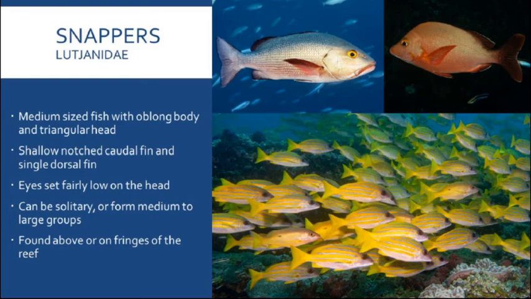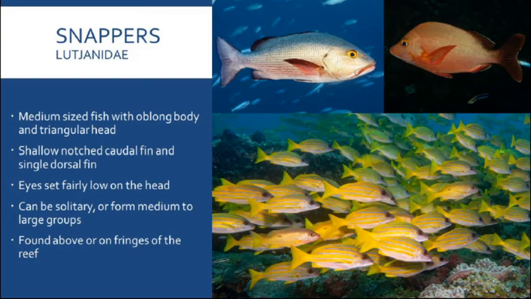Snappers, or Lutjanidae. These are medium-sized fish. They can get fairly large, but they've got oblong bodies and quite a triangular head. We can see here it's got quite a triangle-shaped head. Having a look at its tail, it's got quite a shallow notch. It's not a very deeply forked tail, it's more of a shallowly forked tail. And we'll see that the eyes are set fairly low on the head, so they're not too high up. They're quite close to the mouth.